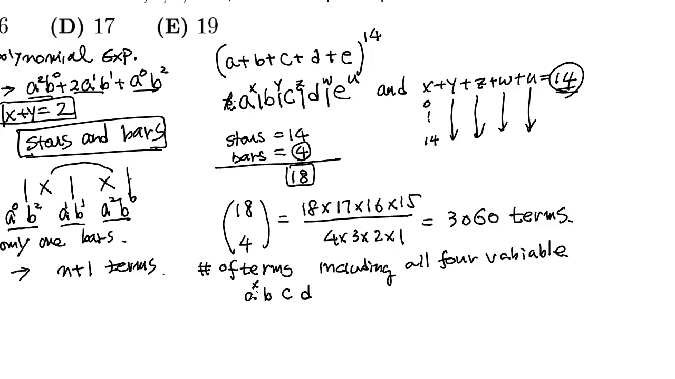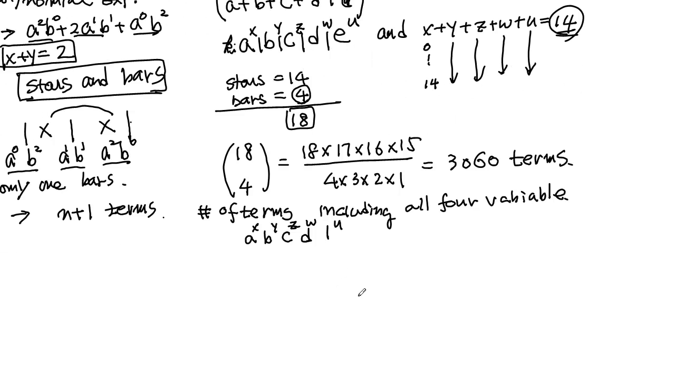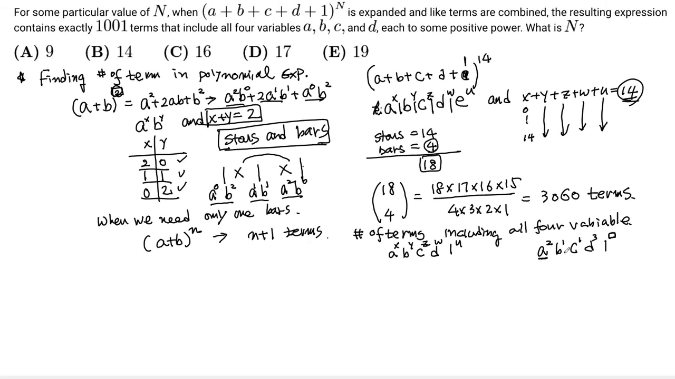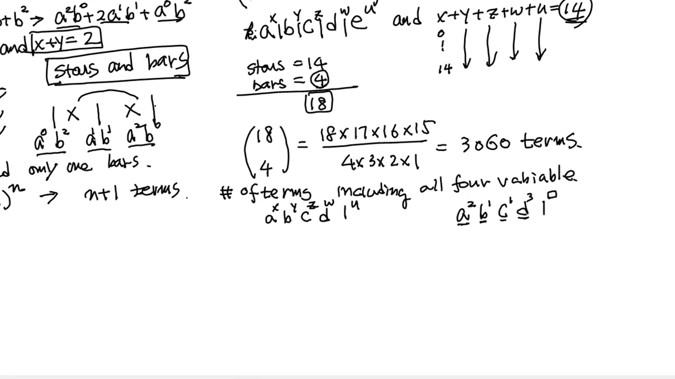So it can be what? x, y, g, w. This is the same as before, nothing different: 1 to the u. But actually, the term should be looked at as a to the x, b to the y, c to the g, or d to the w. Maybe u is 0. They have all the variables. Anyway, this is 14.